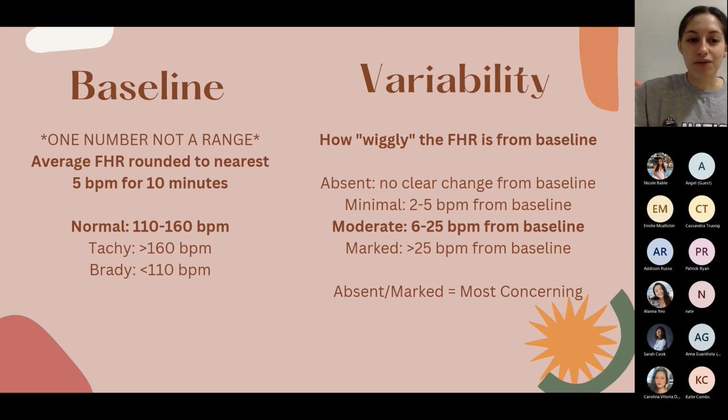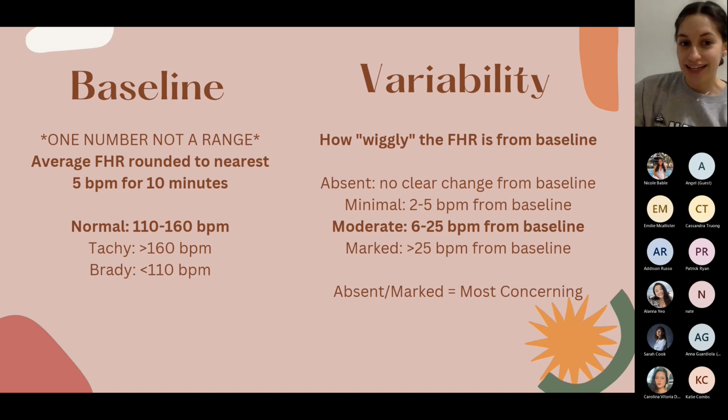Baseline is super important, especially on your quiz, to know that it's not a range, it's a number, and it's the average fetal heart rate rounded to the nearest 5 beats per minute for 10 minutes. So if you look at a 10-minute strip, what is the average beats per minute? Normal is going to be 110 to 160, so very different from an adult heart rate. Tachycardia is anything above 160 beats per minute. And again, remember, this is your baseline. So if for that 10 minutes it's above 160, that's considered tachycardia. Bradycardia is below 110 as your baseline for those 10 minutes.